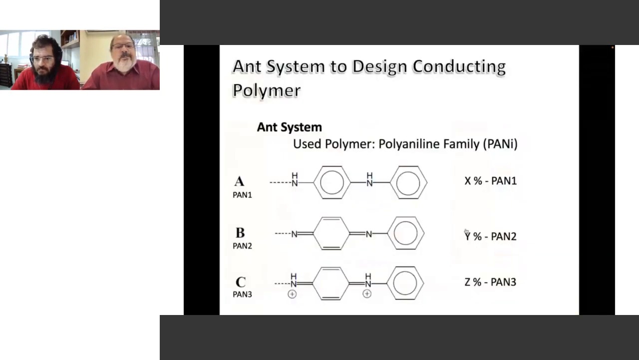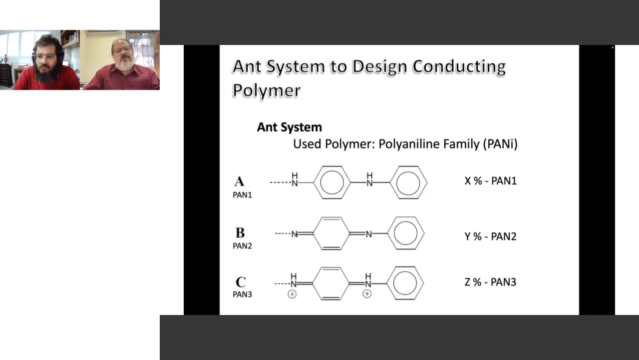Let's go for a real problem that is very difficult to solve by hand. So I now use another polymer. This is a polymer that has these three different blocks. If I combine these three blocks in different ways, I can have anything from an insulator to a quite conductive material. The question is, if I want this polymer to have a specific color and exhibit a specific conductivity value, which would be the best combination of A, B, and C? The number of possible solutions for this problem is almost infinite. You cannot do it by hand.